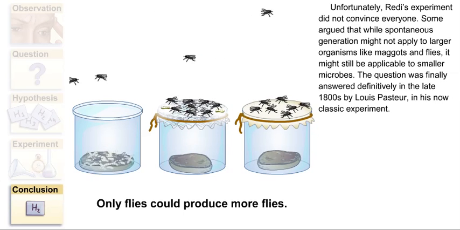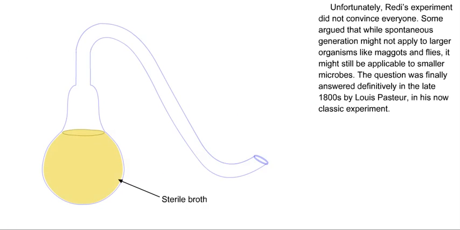Unfortunately, Redi's experiment did not convince everyone. Some argued that while spontaneous generation might not apply to larger organisms like maggots and flies, it might still be applicable to smaller microbes. The question was finally answered definitively in the late 1800s by Louis Pasteur in his now classic experiment.